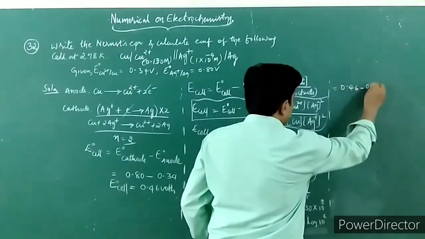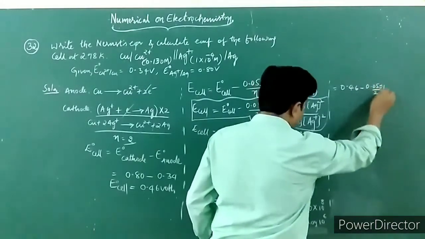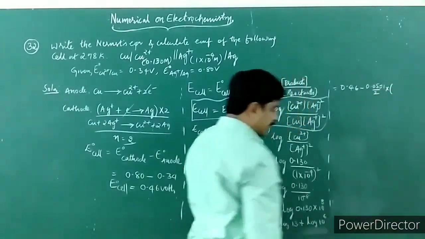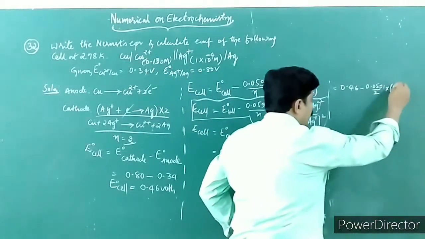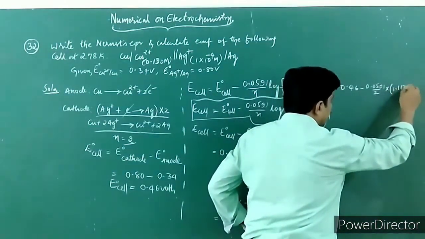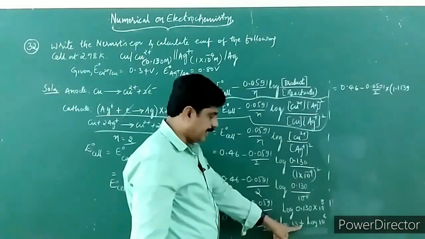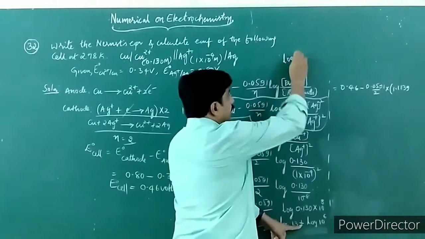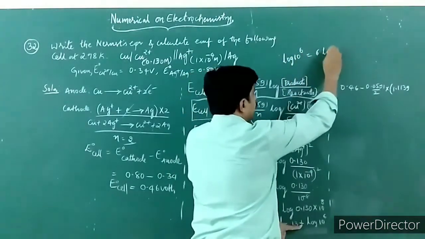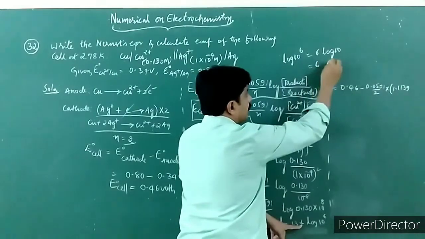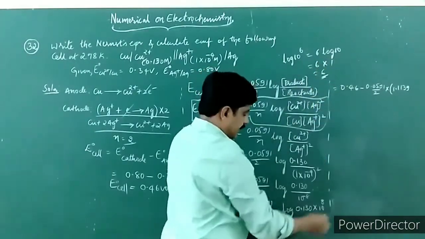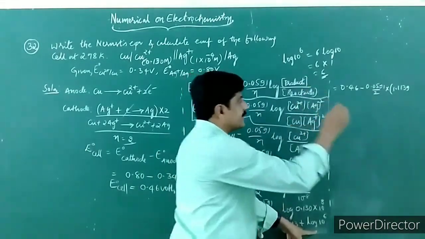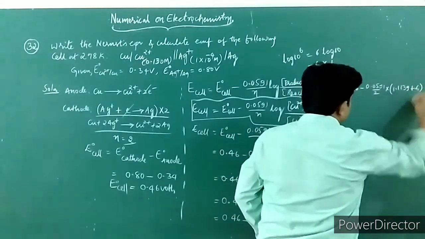0.46 minus 0.0591 upon 2. Look at here, into log 13. Children, the log 13 value is 1.1139, right? Plus, look at here, what do I do? Log 10 to the power 6, I can write 6 log 10, is it not? 6 log 10 is what? Log 10 is equal to 1, that is equal to 6. The entire log 10 to the power 6 I will write as how much? 6. Plus 6. Hope you got it.